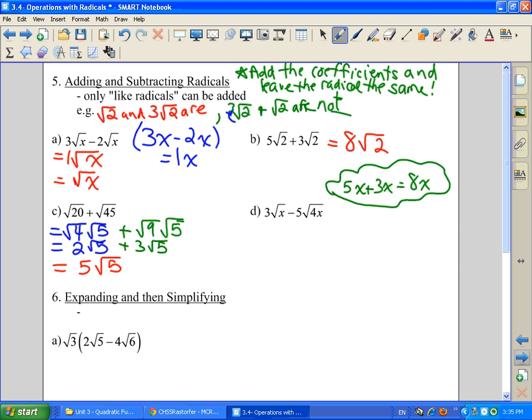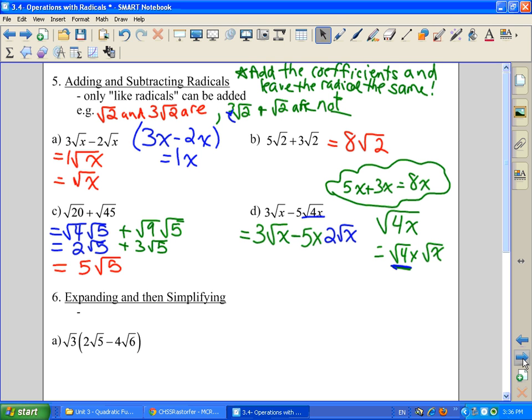Let's try one more here and see if we can get it. Okay, so looking at this, ladies and gentlemen, currently we have 3 root x subtract 5 times 4 root x. Just remember, though, that when you have root 4x, that equals root 4 times root x. So we can actually bring that out. Okay, let's try that. So it's going to be 3 root x subtract 5 times 2 root x. So again, I'm still keeping it the same value. I'm just realizing that, hey, since root 4 is a perfect square, that becomes 2.